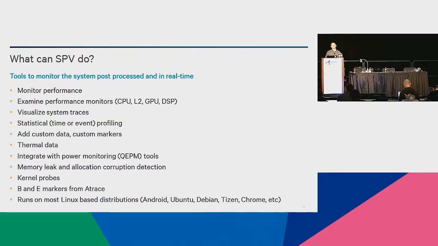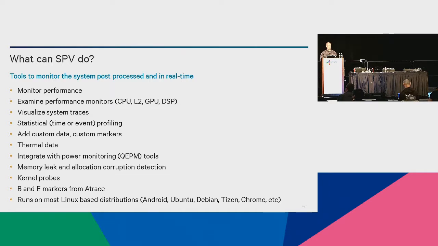Okay, so what can the tool do? I told you about how it works. We monitor performance. We look at the CPU-based performance monitors, cache hits and misses, TLB hits and misses. TLBs, people understand, translation look-aside buffers, performance impact, cache hits, misses. We look at the L2 subsystem, which is more than just the cache.